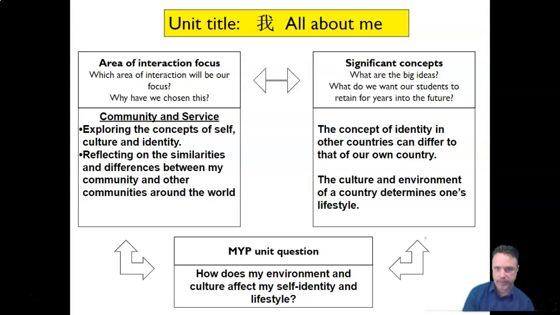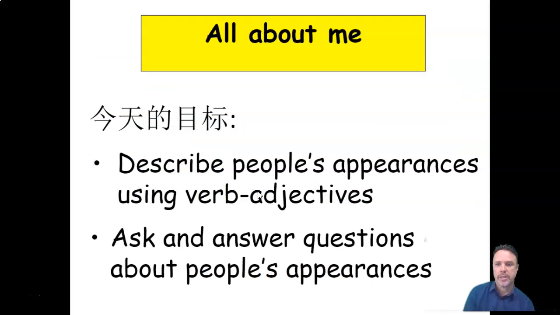So, here's our big questions again. You can have a look at those. You can pause the video if you'd like to read those on your own. Let's just jump straight in. So, this unit's called All About Me. Our objective of this one, those characters just say 今天的目标, which just means today's objective, is describing people's appearances, right, and being able to ask and answer questions about what people look like, just basic descriptions of people.